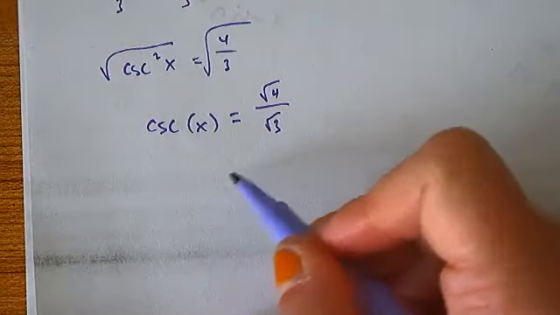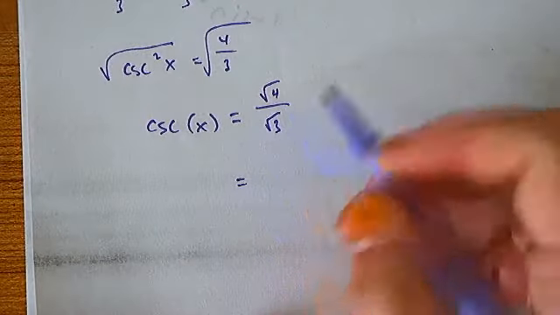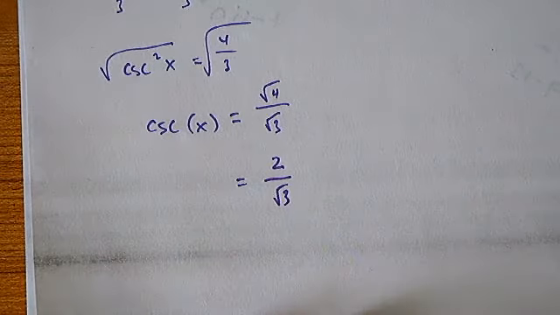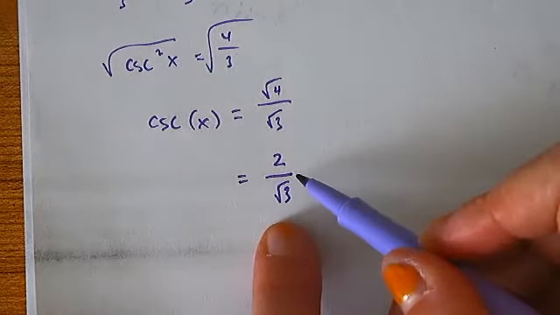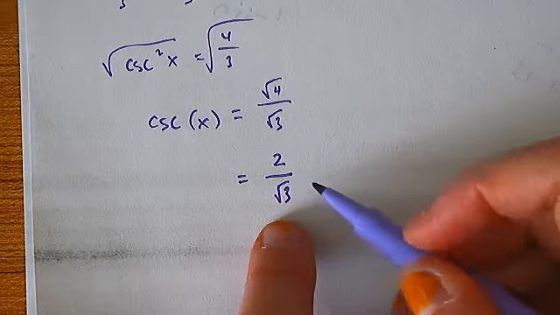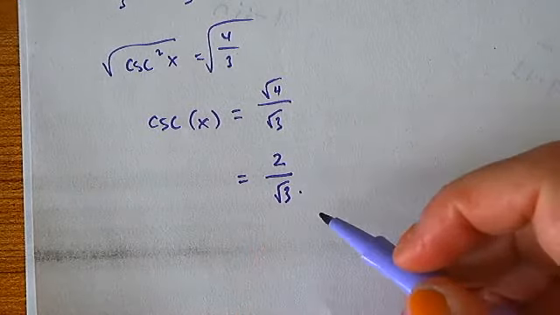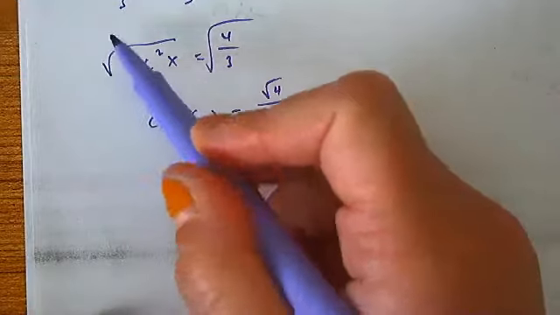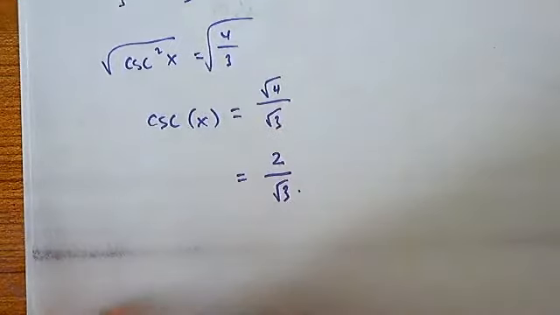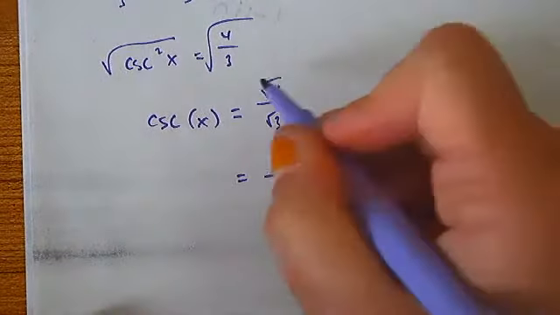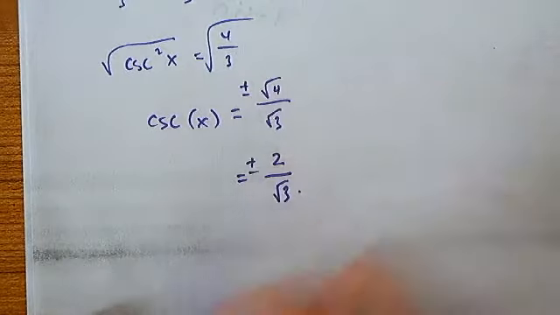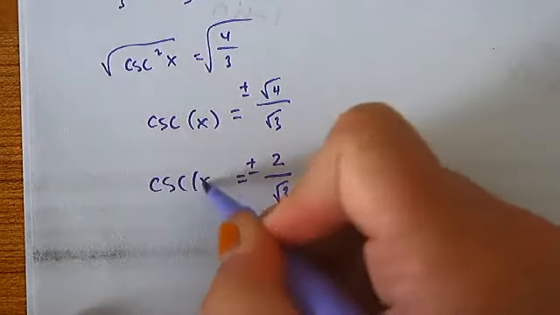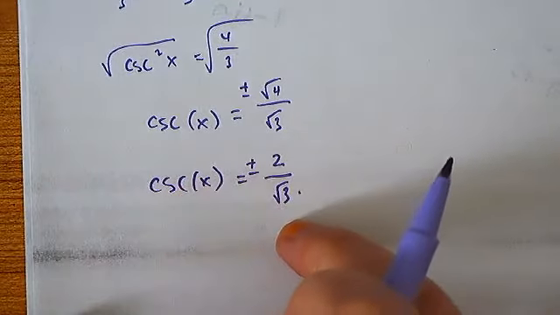Let's simplify a bit. What's the square root of 4? 2. And square root of 3 is square root of 3. And then you can actually leave it like this. You don't need to go ahead and rationalize the denominator, meaning multiply both top and bottom by root 3, and I'll show you why in a second. But what happens when you guys square root both sides of an equal sign? What do we need to include? A plus minus, positive and negative. Okay, so this is what cosecant is equal to.